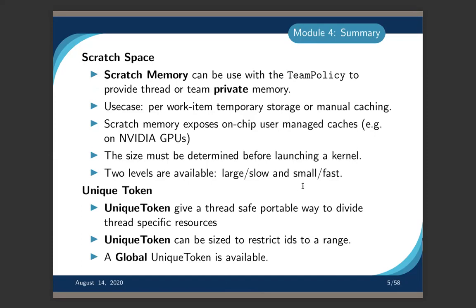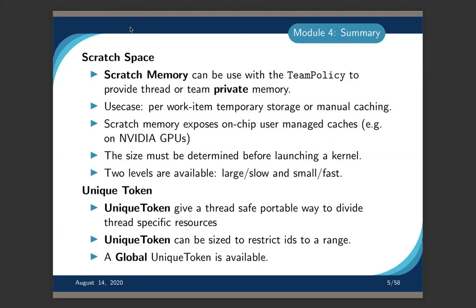how that exposes on-chip user-managed caches, like, for example, NVIDIA GPUs shared memory or AMD GPUs shared memory. One important thing there, you need to determine the size before launching the kernel, and we talked also about how we have two levels of cache, one which maps to things like the shared memory on NVIDIA GPUs, and then one larger just going in high bandwidth memory, which is largely used for per work item temporary storage. And last but not least, we talked about unique token, which gives you a thread-safe, portable way to get a unique ID on a per thread or per team basis.